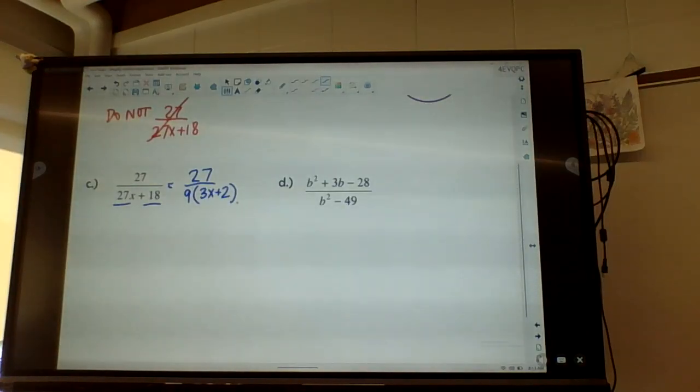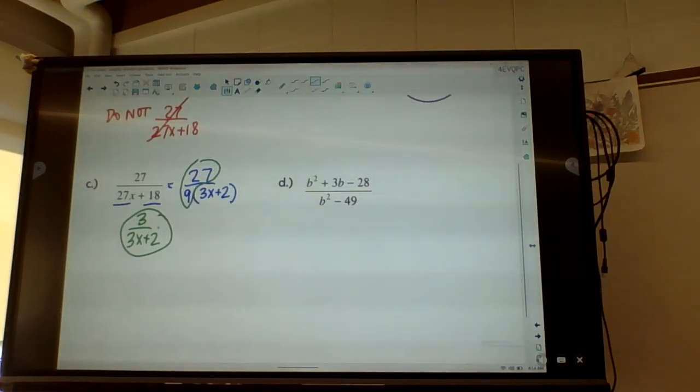And then 27 over 9, now we can look at that in terms of canceling. 27 divided by 9 would just be 3 over 1. So the 3 would be on the top, or I can divide these both by 9, and then we just have a 3x plus 2 on the bottom. Again, we would stop here, because we can't factor 3x plus 2 anymore, and I can't just cancel those 3s, again, because the 3x is being added to 2.